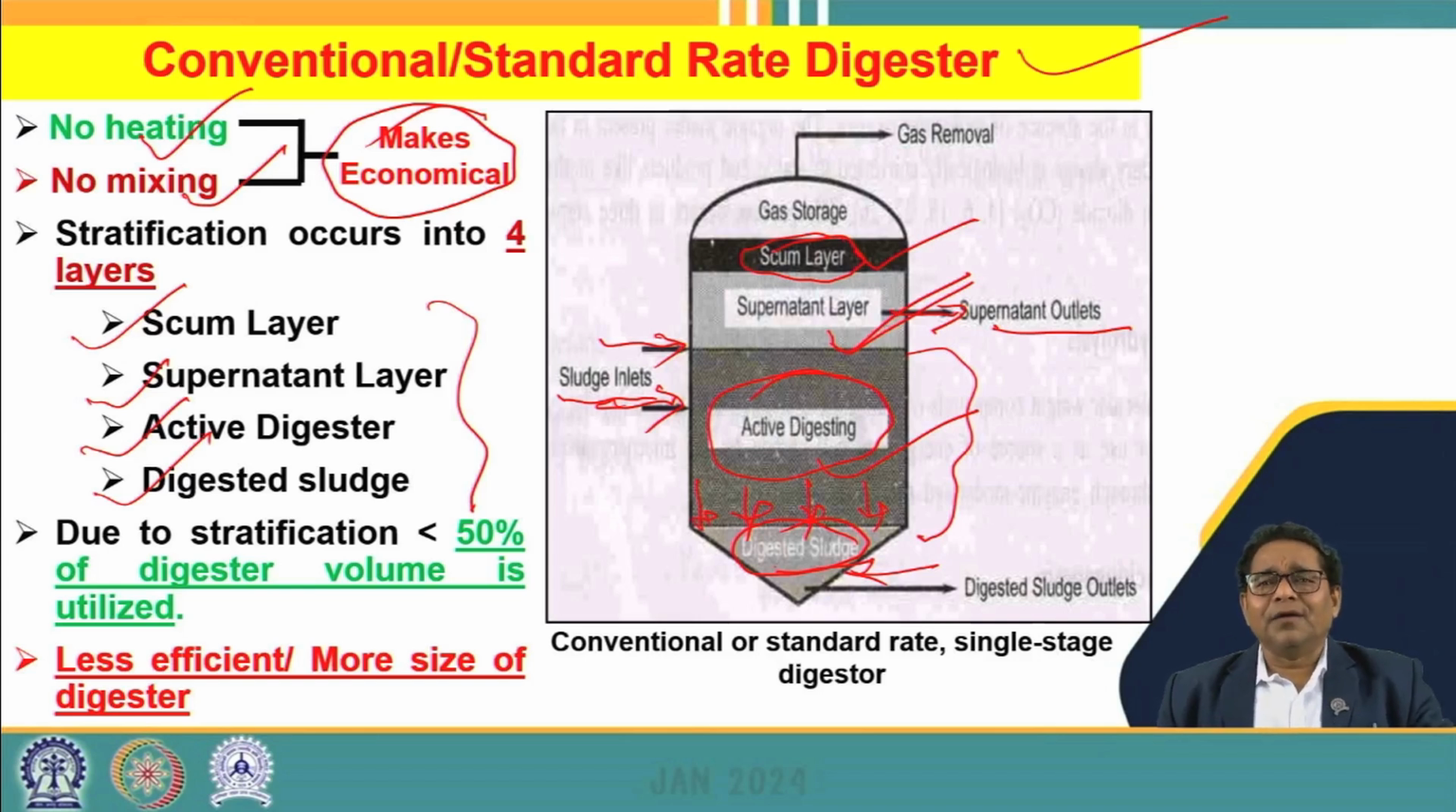What happens because of this stratification is that the active volume required for digestion is significantly reduced to less than 50%. This is the major drawback associated with this standard rate digester, because here we are not able to use the complete volume of the digester. So it requires a comparatively larger digester size compared to another type of digester.